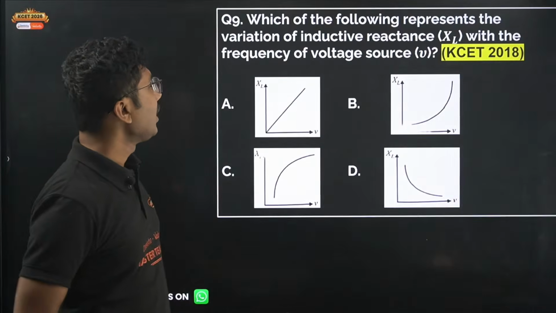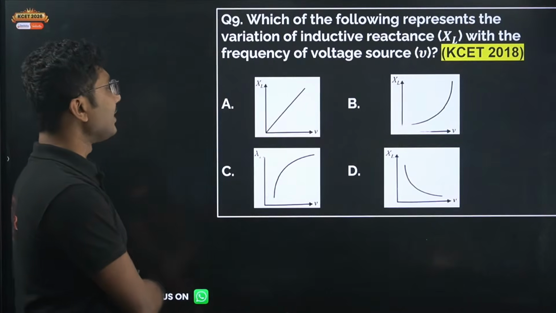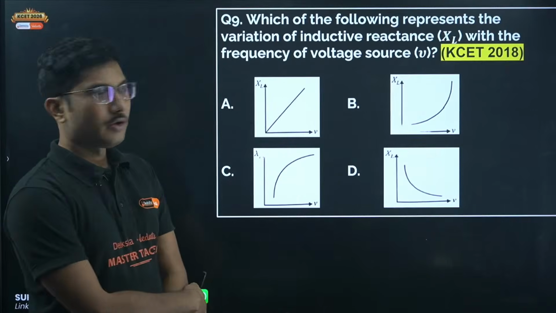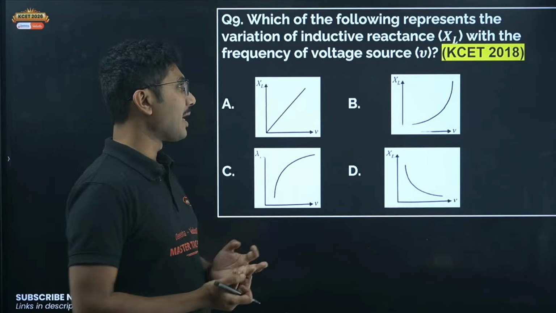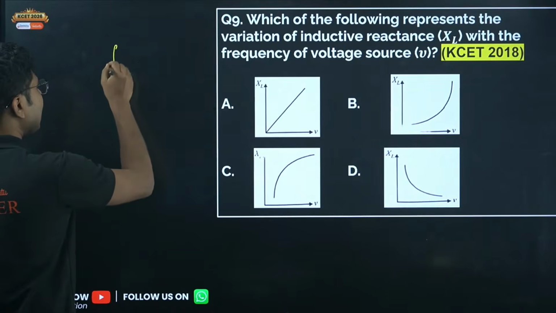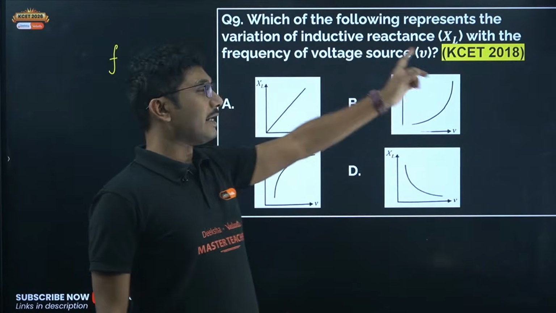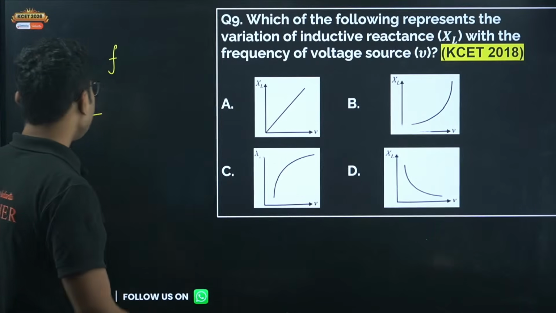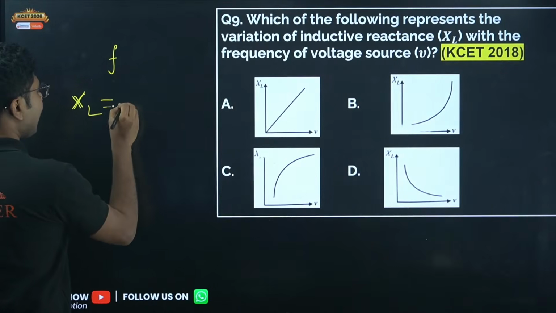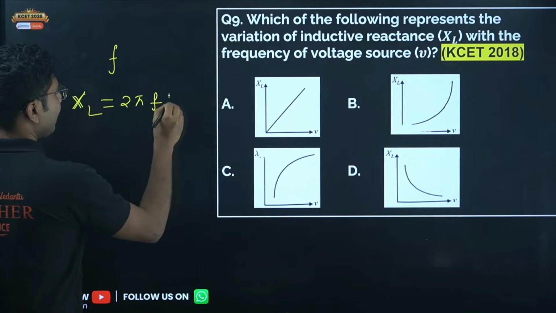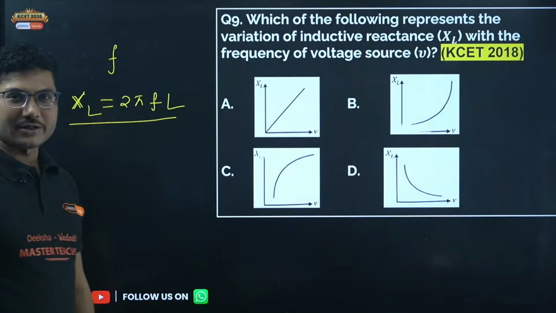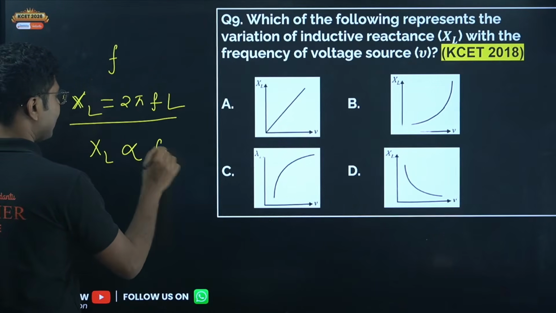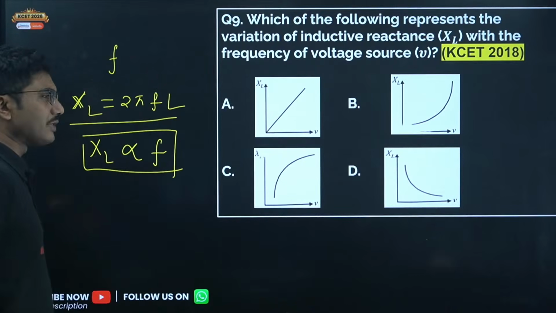Now next question. Which of the following represents the variation of inductive reactance XL with the frequency of voltage nu? Frequency of the voltage is given by nu, that is F. We generally represent frequency by F, and inductive reactance is given by XL. So how do XL and F vary? XL is given by 2 pi F into L. So what is the relationship? XL is directly proportional to frequency F, or to frequency nu.